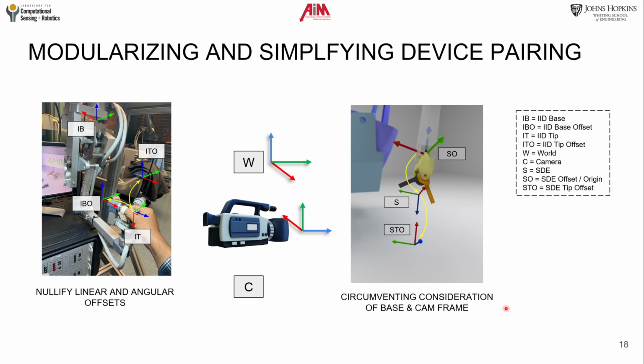In AMBF, the pairing of IIDs to SDEs is modularized. Instead of defining mapping transforms between the two, we map the IID to the simulation world. This is done by introducing 2 coordinate frames called IBO and ITO. At the remote side, 2 more frames are used for the SDE, which are called SO and STO. In total, these are 2 more transforms compared to the earlier example of DVRK. However, these transforms modularize the specification process and are easier to comprehend.